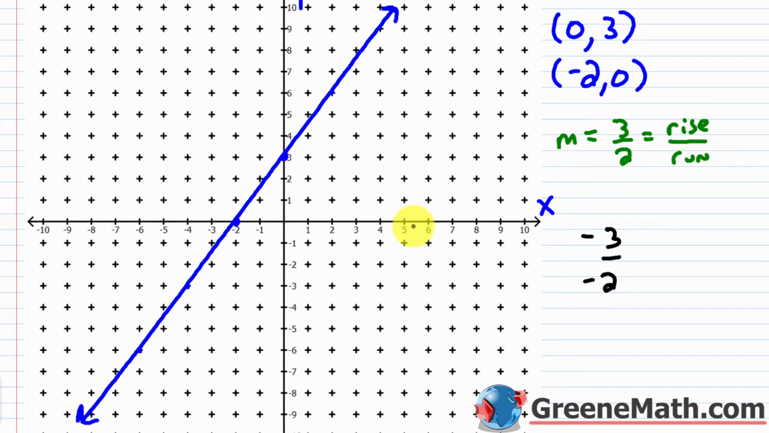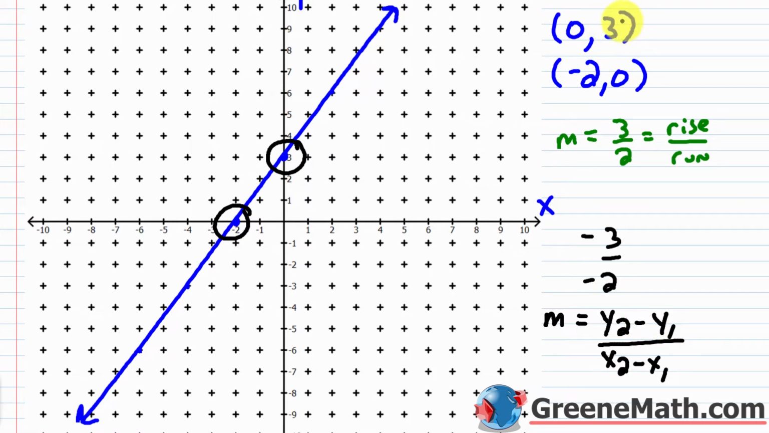All right, so let me show you one other thing. I want to show you how this procedure, where we have m equals, again, y sub 2 minus y sub 1 over x sub 2 minus x sub 1, works on the coordinate plane. So again, if we use the point 0, 3, and we use the point negative 2, 0, when I think about y sub 2 minus y sub 1, the y value, let's just say from here, is 3, and let's say from here it's 0. So 3 minus 0, that gives me the rise or the change in y values from here to here, right? That's my change in y, this distance here. So that's 3 units.